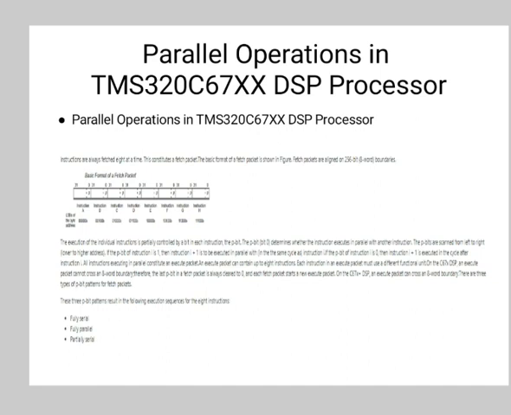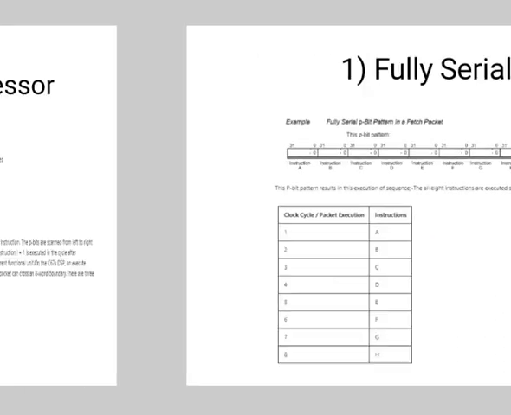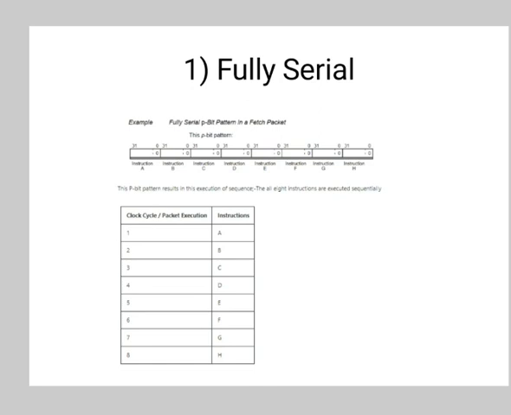There are 3 types of P bit pattern for fetch packets. These 3 P bit patterns result in execution sequences for the 8 instructions, that is fully serial, fully parallel and partially serial. Now here fully serial P bit pattern in each fetch packet is shown here. So this P bit pattern results in the execution sequence as cycles 1 to 8 and instructions A, B, C, D, E, F, G, H.